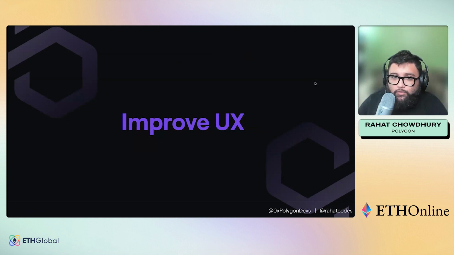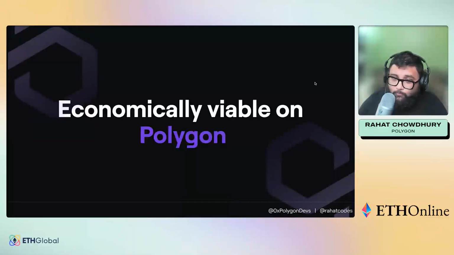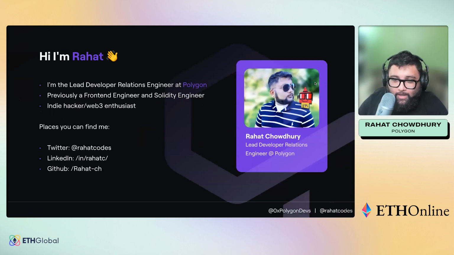So again, these are just different things you can do to improve UX. It's not just front end, it's also the back end layer and different things you can do to make the overall user experience better. Gasless meta transactions are economically viable on a solution like Polygon. Doing that on Ethereum mainnet will probably get prohibitively expensive, especially if you're trying to pay for gas up front.